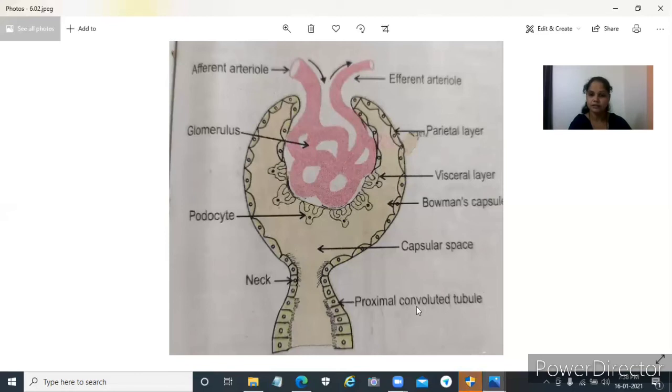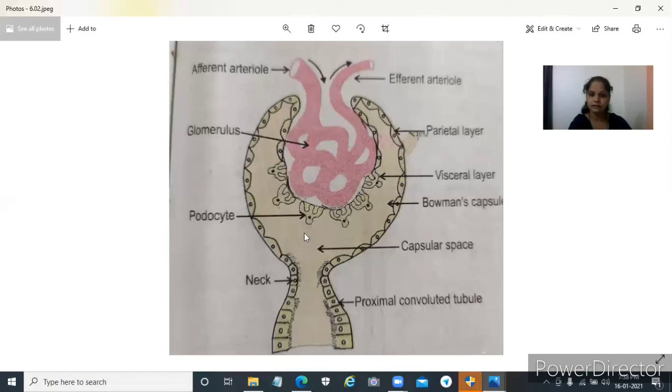Convoluted means it's a coiled portion. It is a first coiled portion. That's a proximal convoluted tubule. This cells is made up of the single layer of cuboidal and having a microvilli. They are specially called as a brush border because they can increase the more absorptive area.